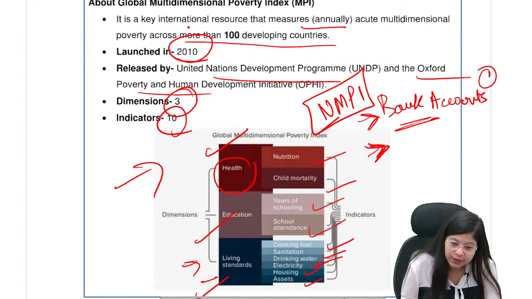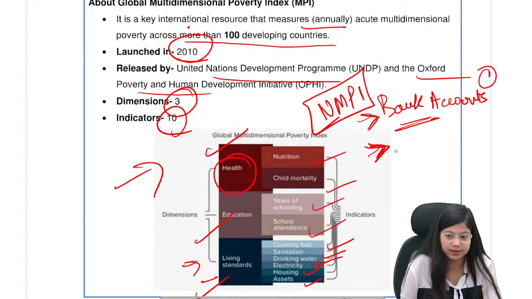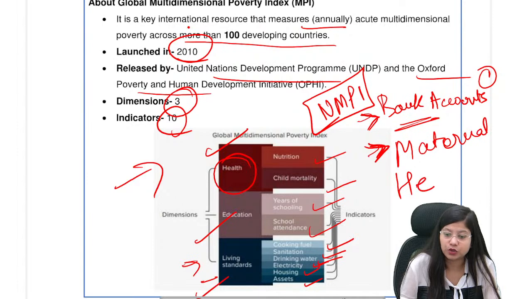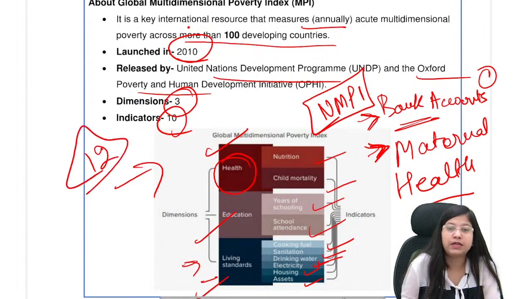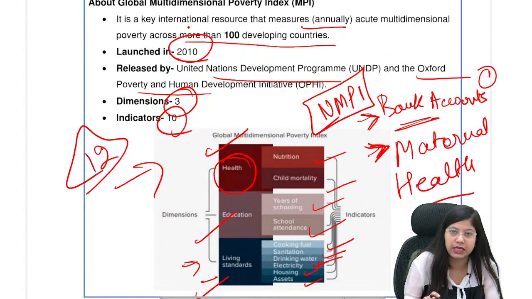Let me tell you that it was in the dimension of health. It is the maternal mortality. Okay, maternal health, not mortality, maternal health, which was added into this. Now, in India's multidimensional poverty index, we have 12 indicators, whereas in the global, we have 10 indicators.